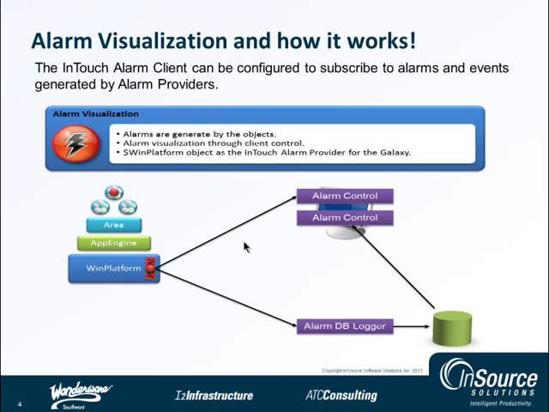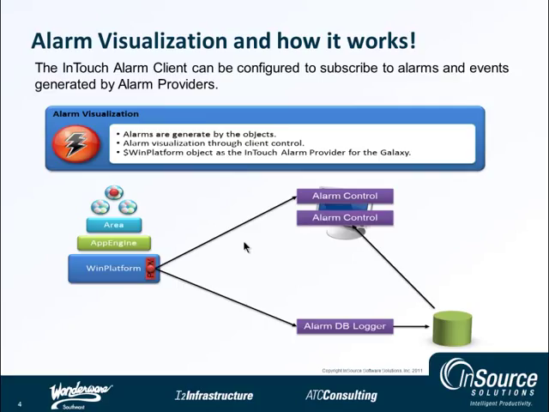Let's look at the layout of how this actually works. The Win platform is the one that distributes the alarms to the alarm control and the alarm DB logger. But before that, the objects are the ones that generate these alarms based on things being outside normal operations or events taking place in an object, an area, or maybe even an engine. And then that's routed up through the Win platform and distributed out to the clients.